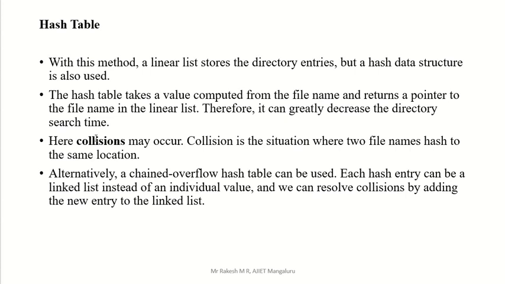Okay, in order to avoid collision, we have another method, that is the chained overflow method. What is that chained overflow? See, in the chained overflow method, each hash entry can be a linked list instead of an individual value. One by one search is called a linear list, but in a hash table we have the linked list concept. So what is that linked list concept? We will see that in the coming slides.